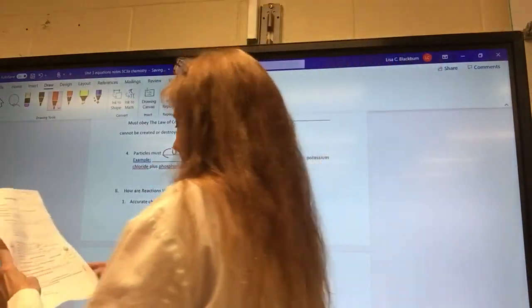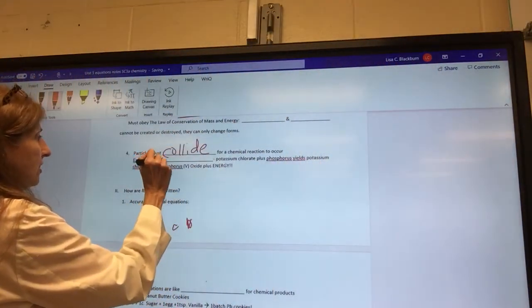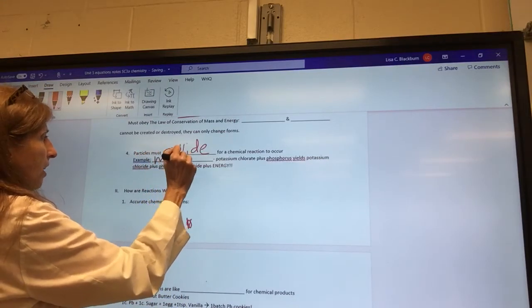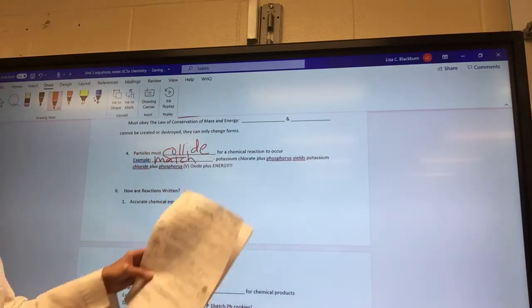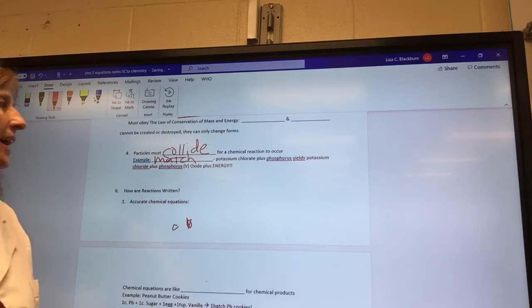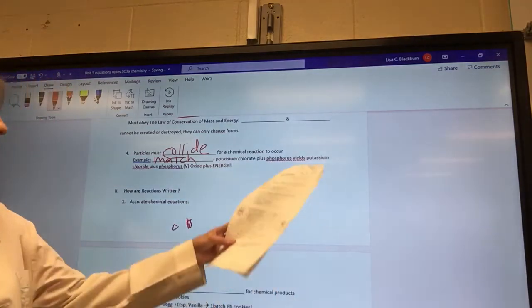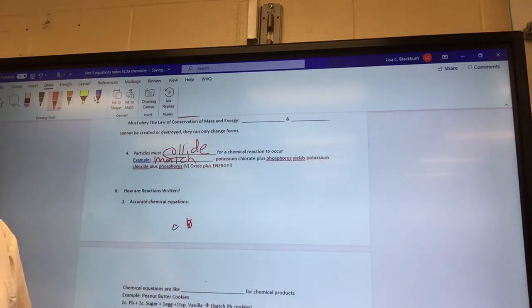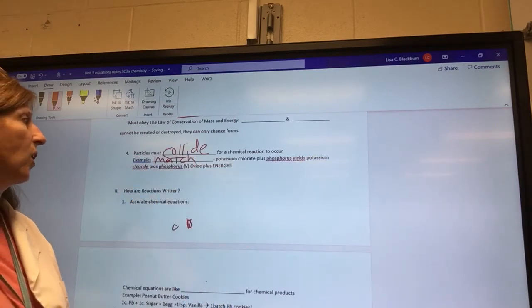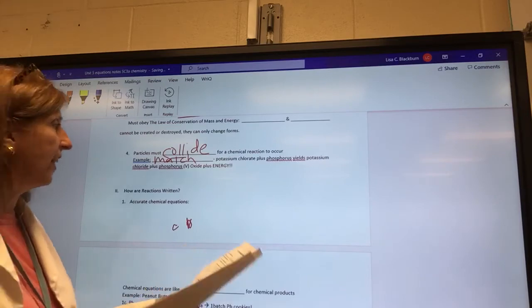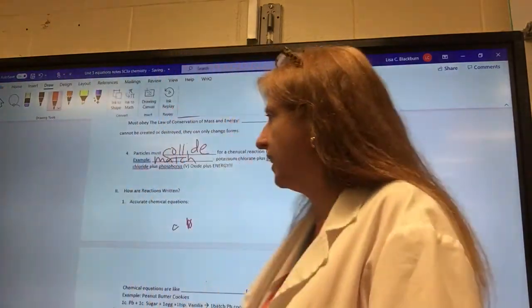All right, so for example, was our match. Y'all are so excited today. The match reaction is potassium chlorate, and the other part of it is phosphorus. And it yields potassium chloride plus phosphorus 4 oxide plus energy. So that's the reaction that's going on in our match.